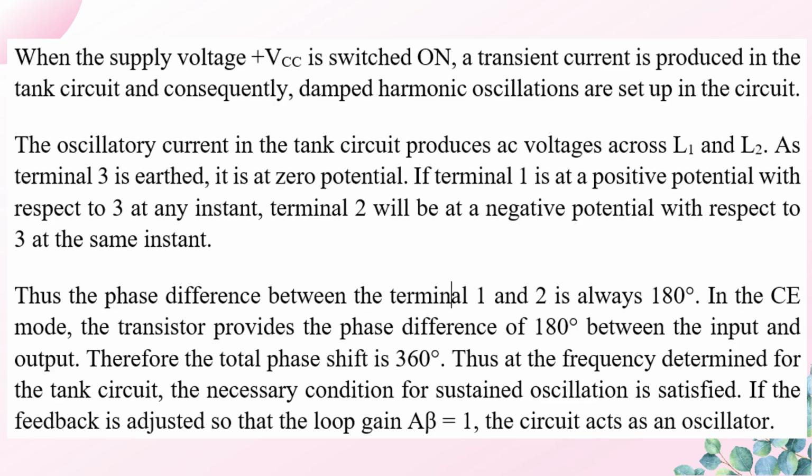In the CE mode, that is common emitter mode, the transistor provides the phase difference of 180 degree between the input and output. So the tank circuit produces 180 degree phase shift and the transistor produces 180 degree phase shift. So the total phase shift is 360 degrees. Thus, at the frequency determined for the tank circuit, the necessary condition for sustained oscillation is satisfied. And if the feedback is adjusted so that the loop gain A beta is equal to 1, then the circuit acts as an oscillator.